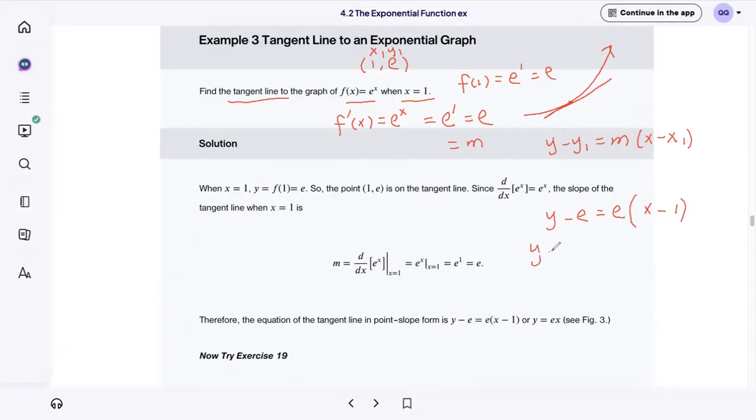We simplify this, so y equals e times x. Well, e is not a variable. e is just like pi, a constant. Then minus e. Now, e times negative 1, that's minus e. Now we move this negative e to the other side, becomes positive. Negative e, positive e becomes 0. So the tangent line at x equals 1 is y equals e times x.